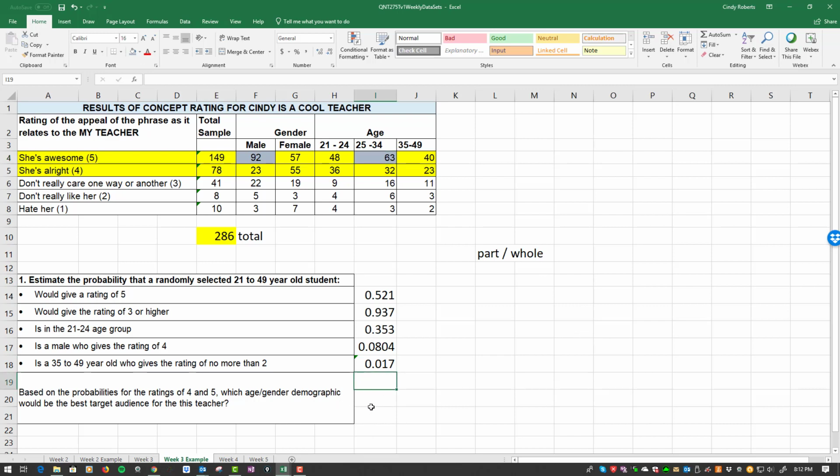So that's not a probability, that's just asking you based on this table data, what does it look like? Which age, gender, demographic would be the best audience? It looks like it would be a male within this age group. And that's probabilities. Okay, so I'm looking for the value that would give a rating of 5, she's awesome, and divided by the whole. And that's how you figure out all these probabilities.